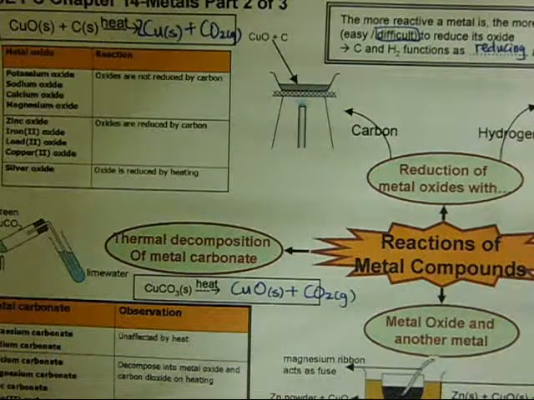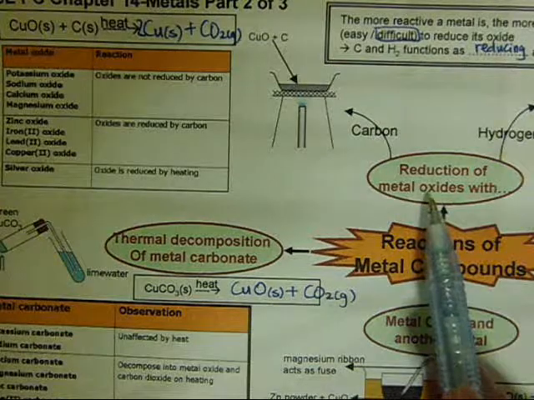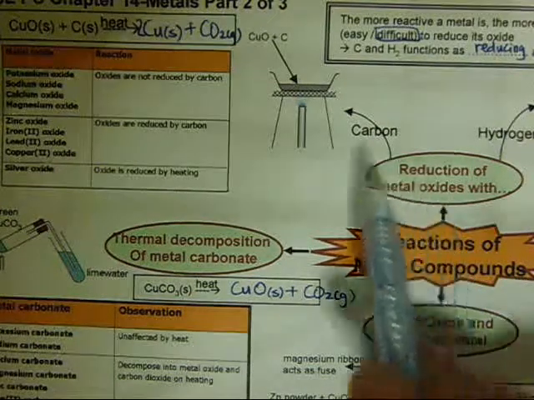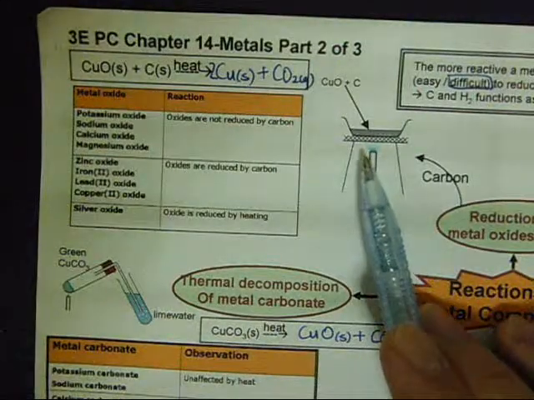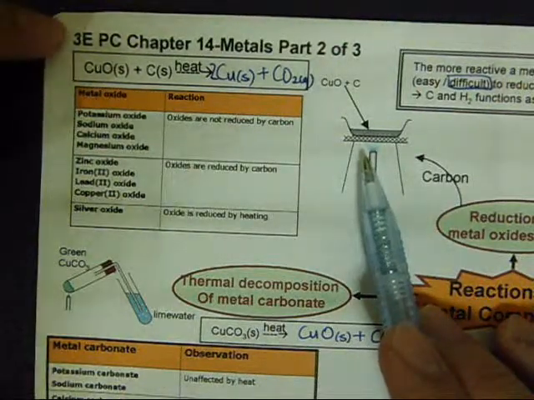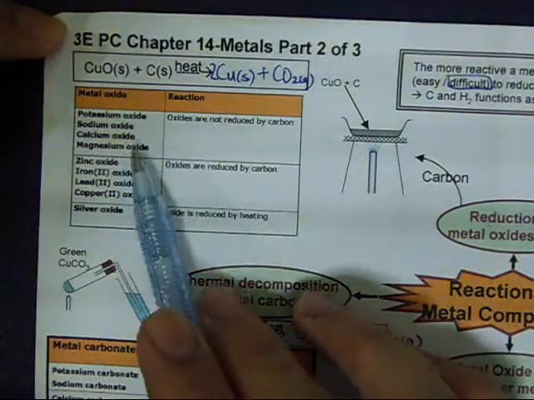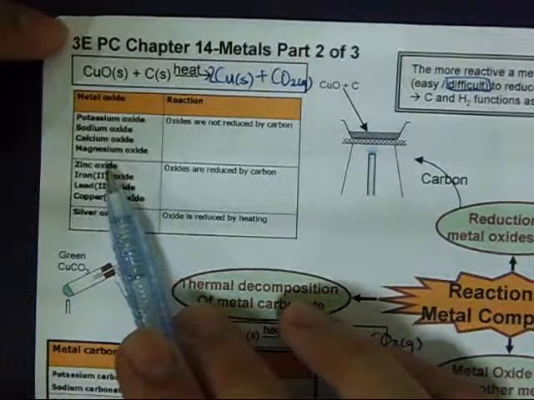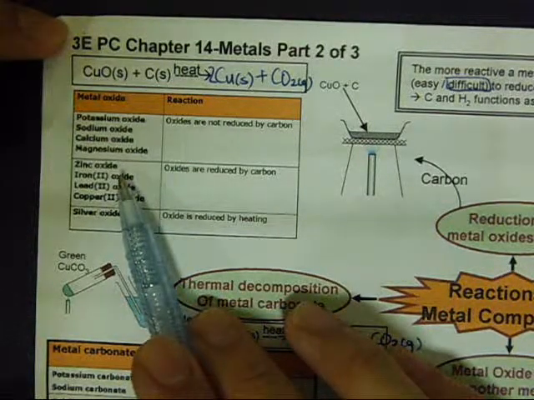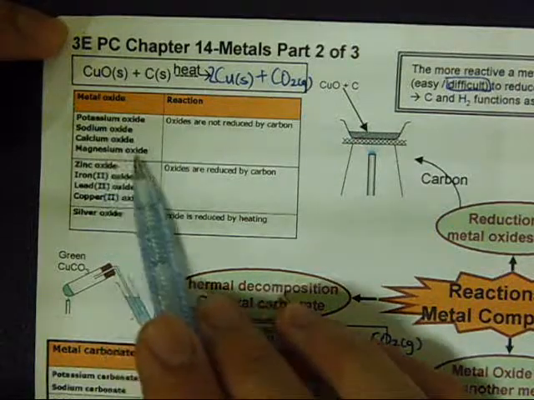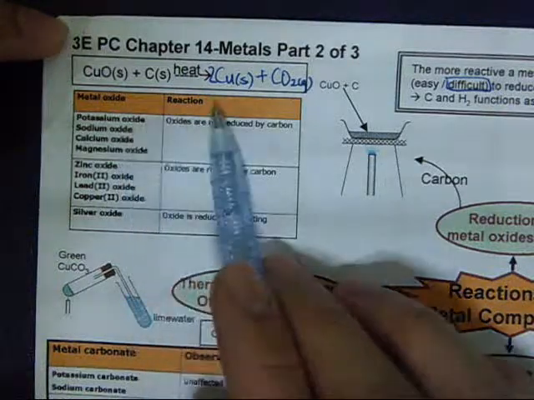So for metal oxides, the first way of reducing metal oxides to metal is by heating the metal with carbon. For this reduction by carbon method, only the metal oxide below magnesium oxide can be reduced in this way. So for example, magnesium oxide, calcium oxide, sodium oxide, or potassium oxide, they cannot be reduced in this way.